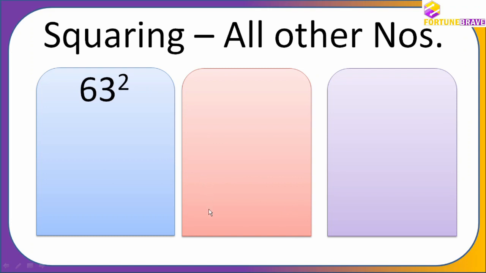Okay. So how do we do? Let us see. 63. What I am going to do is first find out the nearest tens, my dear friends. So the method is that one, but how we do it is this. Nearest tens is how much? 60. So how do I get this 60 from 63?